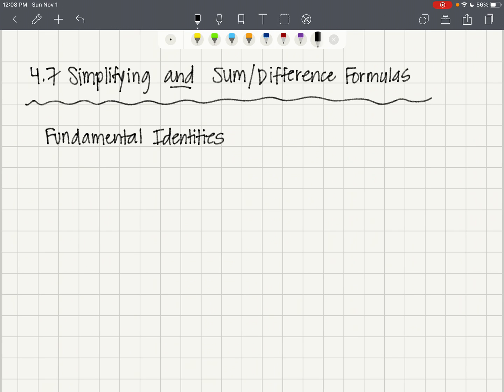So I highly recommend that if you want to be successful, that you will study these identities and know them without having to have them given to you on a piece of paper or on a note card.